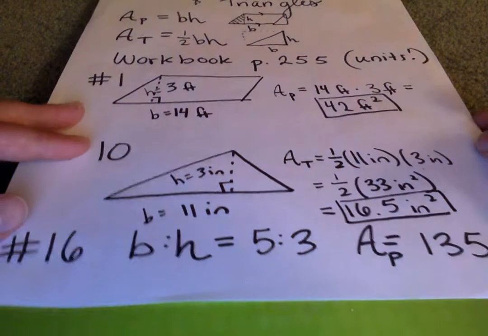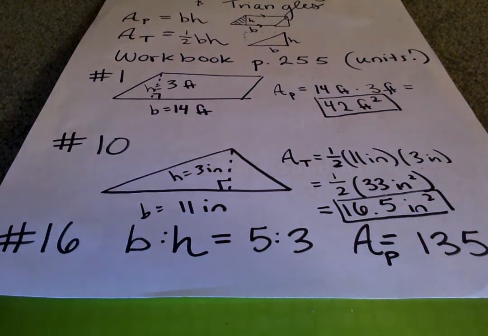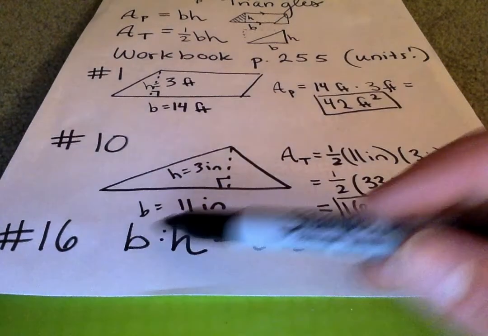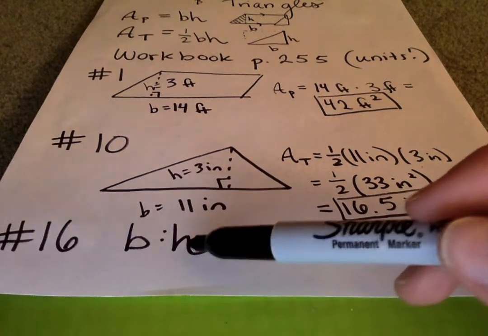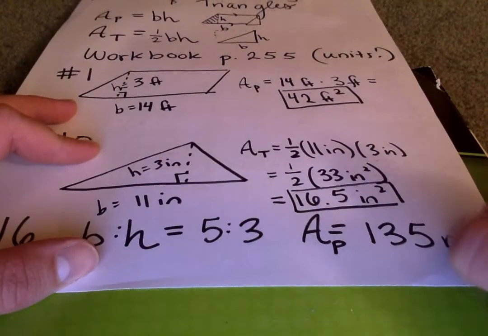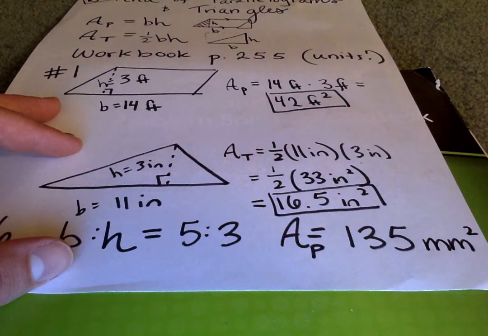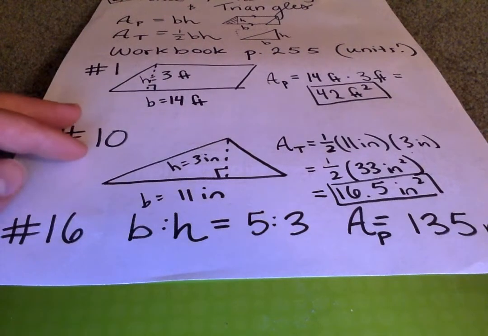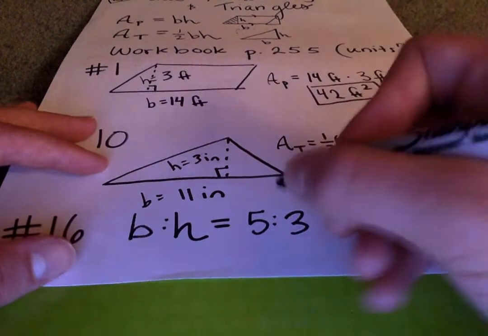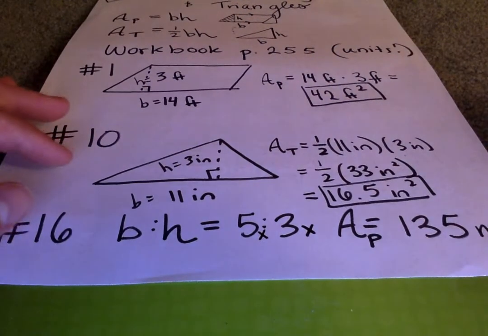All right, 16, I'm going to give you a little hint on because it's harder. It is a word problem. It says, in a parallelogram, a base B and its corresponding height h are in the ratio 5:3. The area is 135 millimeters squared. I need to find B and H. So we just need to write an equation where we don't know base and height. Really, it's just 5 times some unknown x and 3 times some unknown x to make sure they're in that ratio.